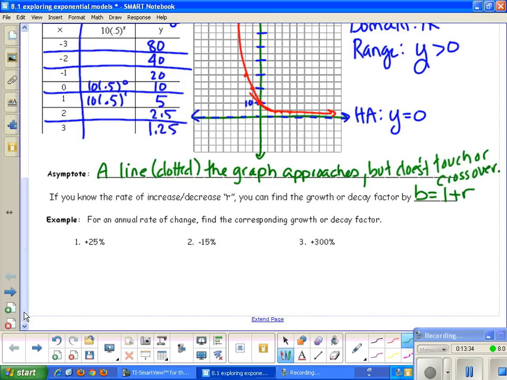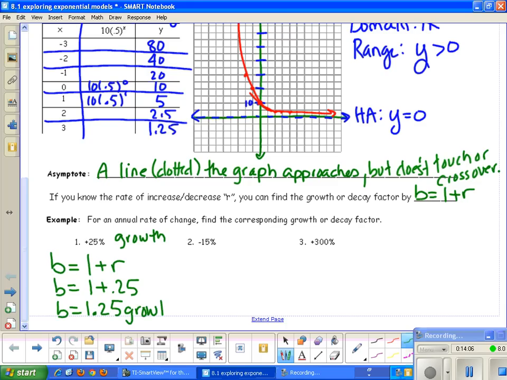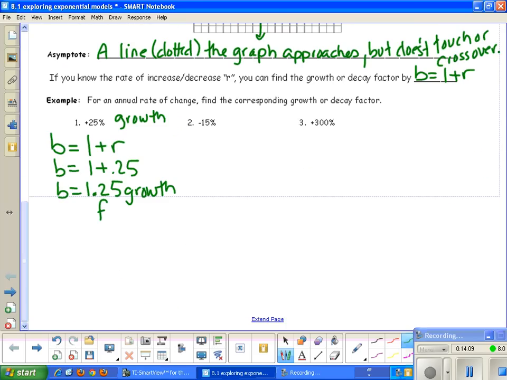So if we look at number 1, for this problem, I'm given positive 25%. So that means we're going to be increasing by 25%. Because of that, I know this is going to be growth without even doing anything. So I'm going to solve the equation to find my growth factor, which is your b value, is going to be 1 plus your rate. So in this case, b is equal to 1 plus 0.25. So that means that my b value is equal to 1.25. So this is my growth factor.